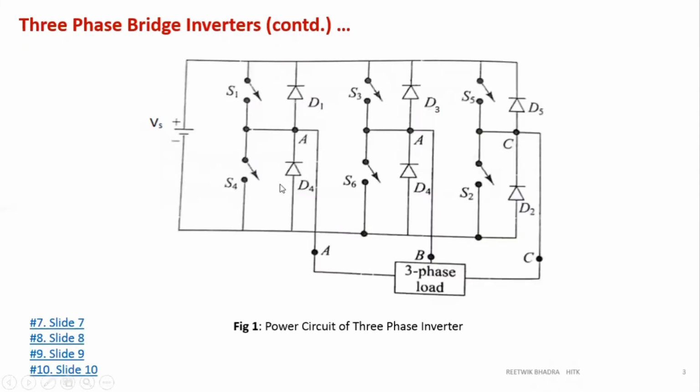Okay. Next, switch 1. This is one leg. This is another leg. This is another leg. Okay. So we had studied about cross conduction fault. If two switches of the same leg turn on at the same time, S1 and S4 get turned on at the same time, my source gets short circuited. So a huge current will flow through this and damage my components. So that's why two switches of the same leg, that is S1 and S4, S3 and S6, S5 and S2, cannot be turned on at the same time.